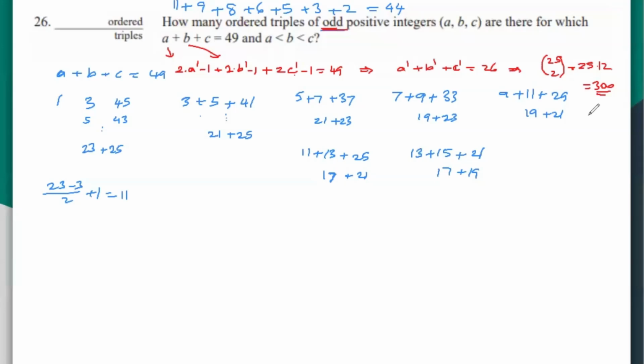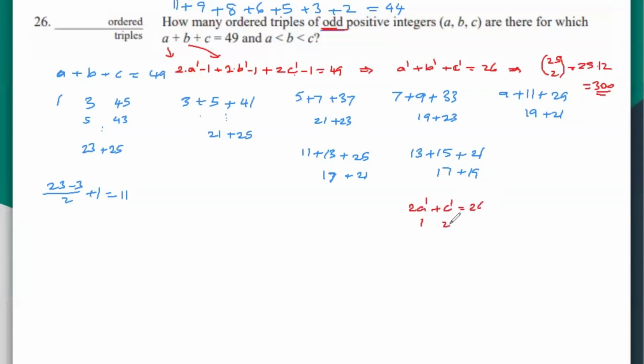Okay, but some of them may be equal, and maybe all three might be equal, or two of them are equal. But when you look at all three being equal, that's 26 divided by 3, which is not possible. But in general, all three can't be equal, but a and b might be equal. Like maybe if a' and b' are equal, then we are going to get something like this: 2a' plus c' is equal to 26.